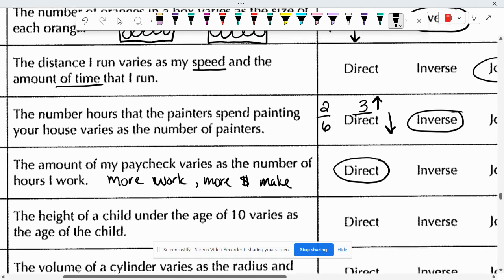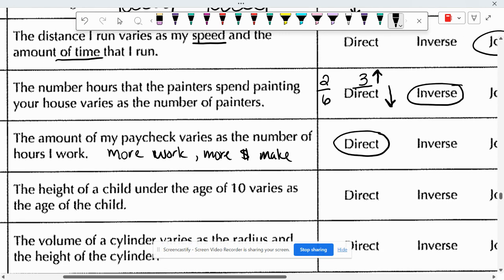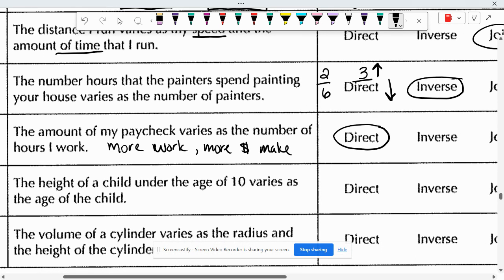The height of a child under the age of 10 varies as the child gets older. Because by age 10, it just starts to kind of dwindle off. But let's see. From infancy to age 10, the older you get, what happens to your height? Yeah. Direct variation.